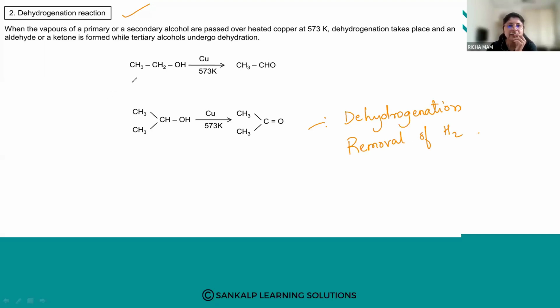So what we are doing is passing the vapors of primary or secondary alcohols over heated copper. Either we take a primary alcohol or a secondary alcohol, and treat it with copper heated at 573 Kelvin. What happens? Dehydrogenation takes place. What do you mean by dehydrogenation? Removal of hydrogen.